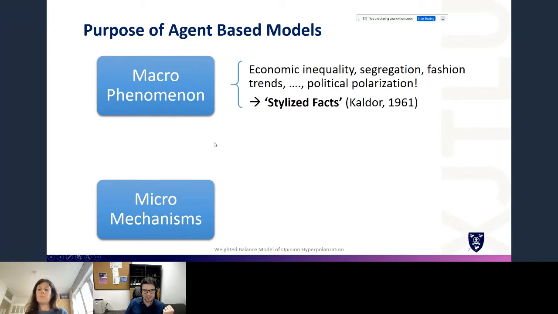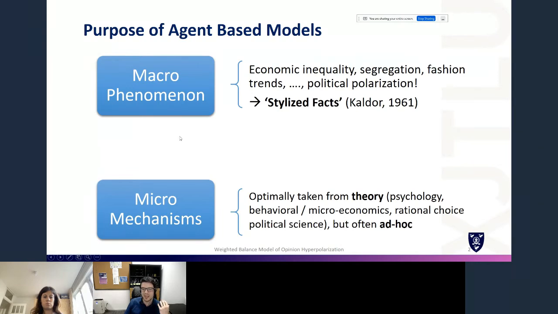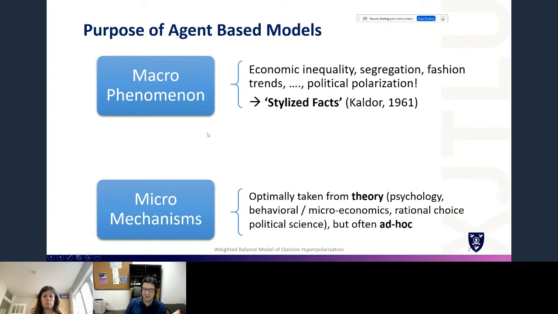And the micro mechanisms that we usually take to try to explain the macro phenomenon, in my opinion, should optimally be taken from a theory. So, for example, from psychology, from behavioral or microeconomics, or from political science, for example, rational choice political science. But sad to say that very often in the agent-based modeling literature, those mechanisms are very ad hoc. So basically, they're just invented out of thin air very often and not taken from a well-founded theory. But basically, the challenge is then to tie these micro mechanisms to the macro phenomenon. And this is where the agent-based model really comes in.